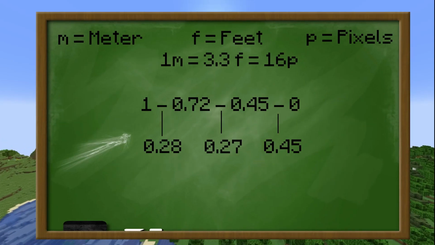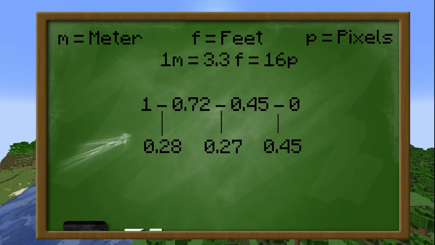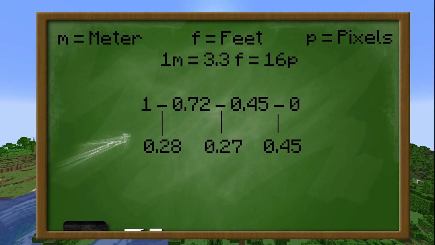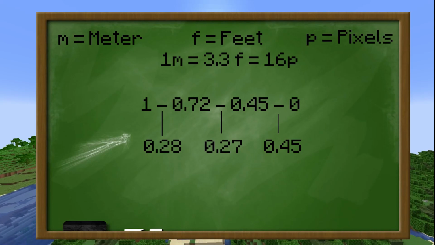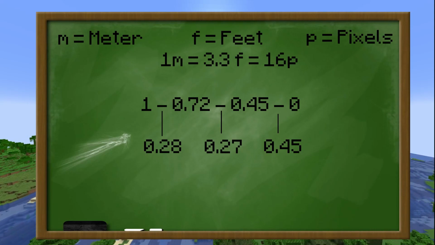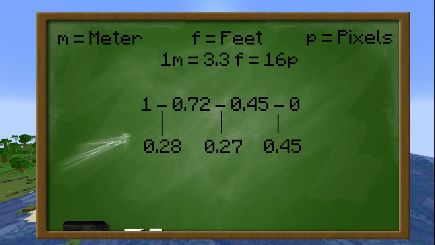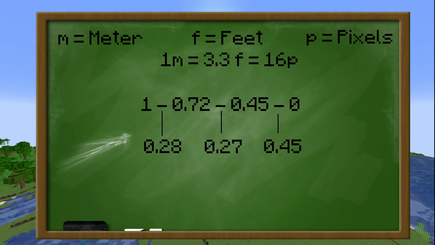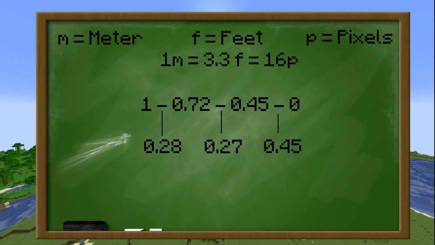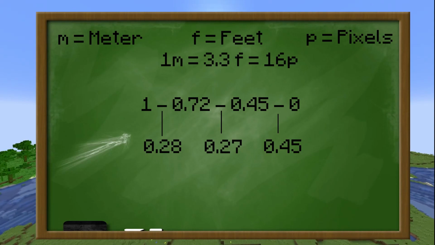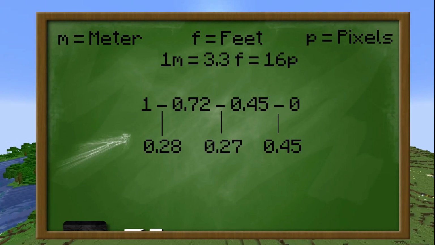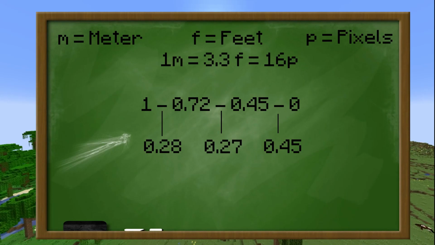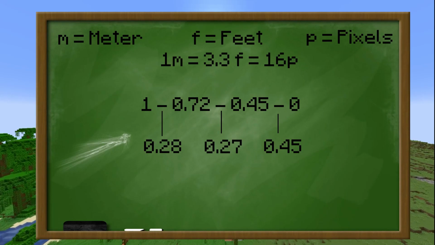From the full one to one stage down, it's a difference of 0.28, and then the second stage to the almost empty stage is 0.27, which is fine. But now from the almost empty to empty, it's 0.45.